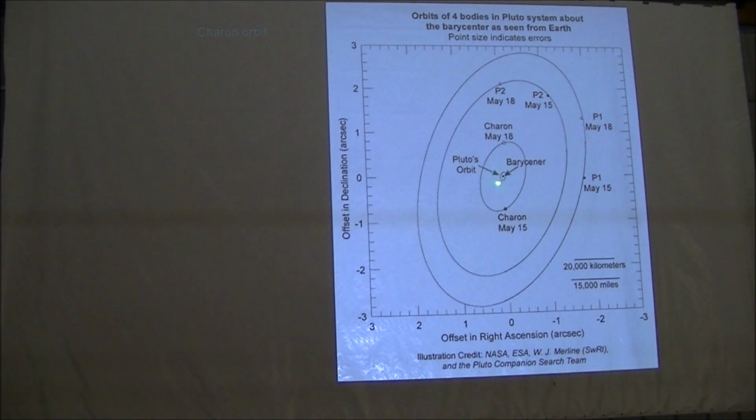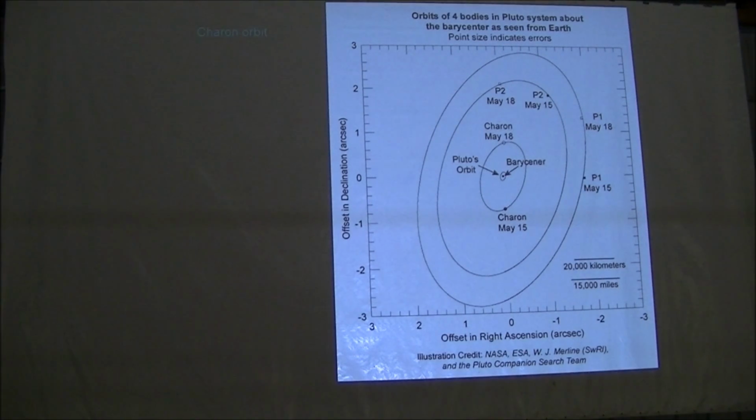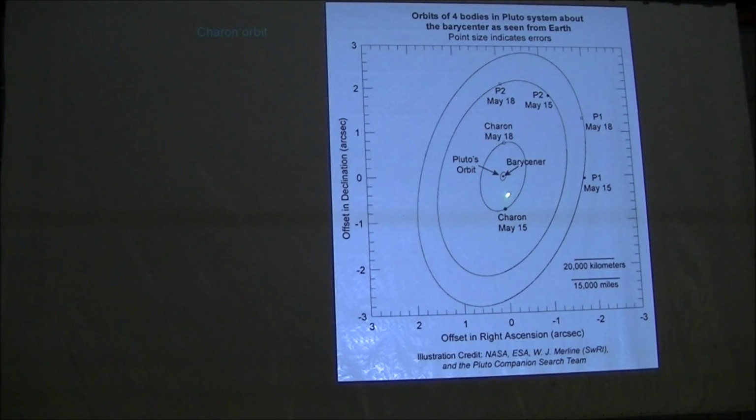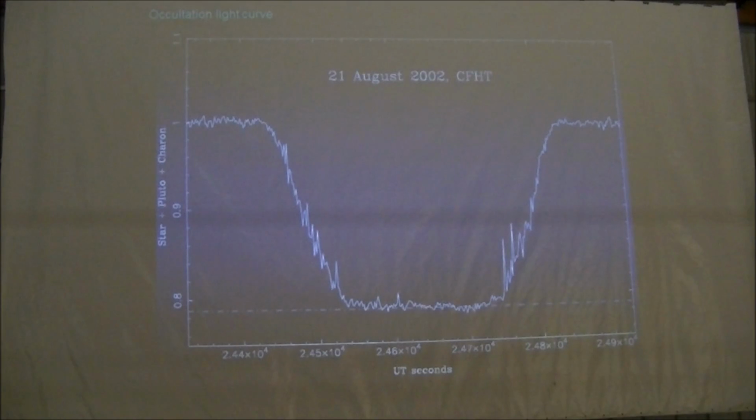Pluto actually goes around the very center of the system that includes Charon and a couple other satellites. And the orbit of Charon itself, like I said, is on the order of an arcsecond away from Pluto. You'd never be able to see the fainter satellites, they're just way too faint. Hubble has trouble with those. But it'd be fun to do that. I'd like to do that.